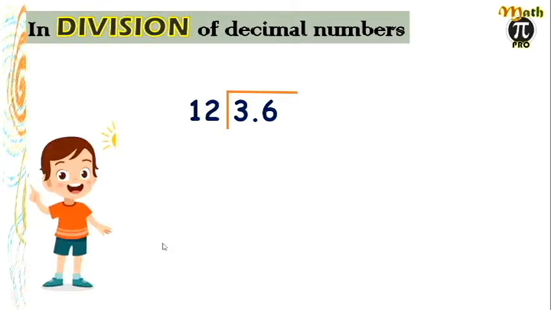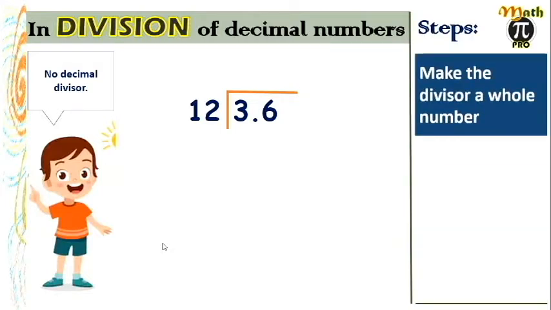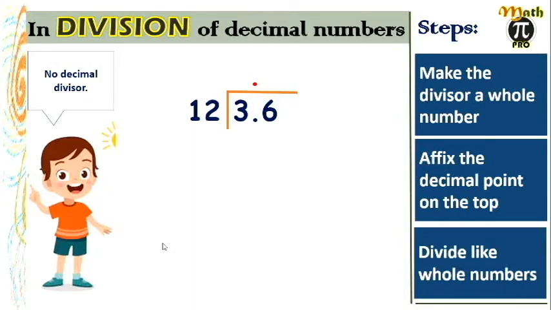If you want to get the quotient of 3 and 6 tenths and 12, again, the basic rule is to make sure that your divisor is a whole number. So in this case, your divisor is already a whole number. That means you can proceed to the second step already. Affix the decimal point on the top. You just put a decimal point on top aligned to the decimal point in your dividend. Then, you divide like whole numbers.